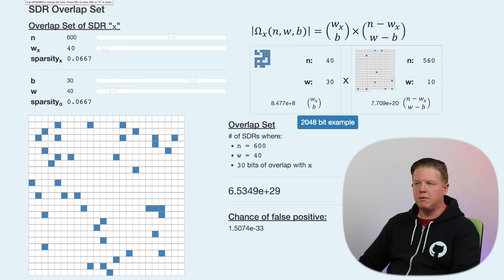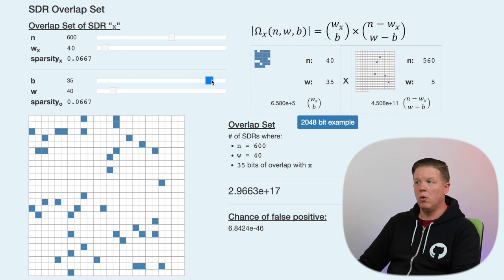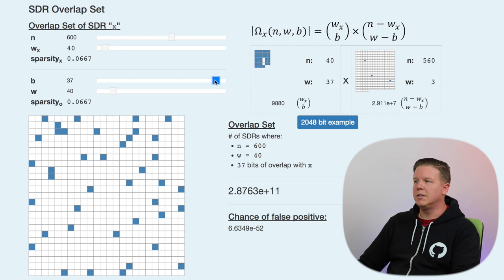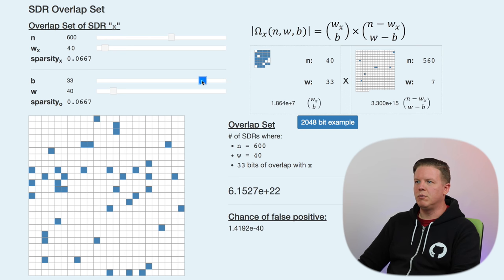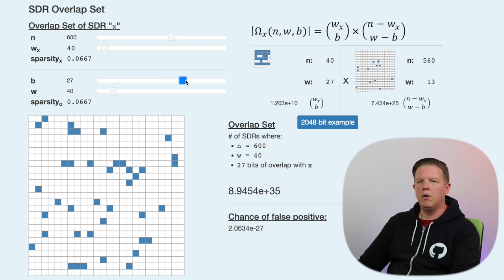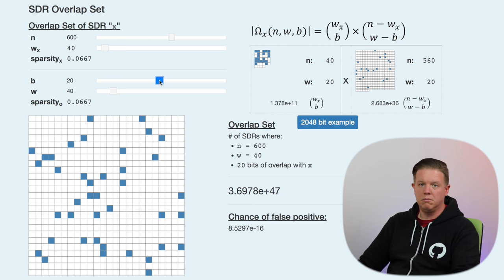The chance of a false positive can also be calculated. It is basically the cardinality of the overlap set divided by the uniqueness of the original SDR. So this is pretty low in this case. And as we move B up, it's going to get lower and lower, as the overlap set gets lower and lower too. So the chance of a false positive will go up as the amount of SDRs in the overlap set goes up, because there's more of a chance of some random collision.